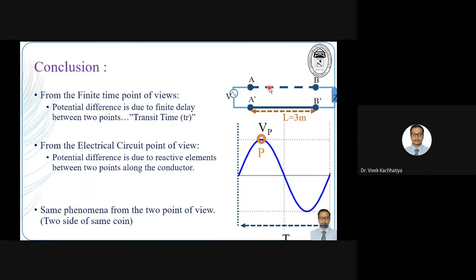So why does potential difference happen? We have two approaches to look at it. One is the finite time point of view, and the other is the electrical circuit point of view. These are two points of view representing the same phenomenon. It is like two sides of the same coin.